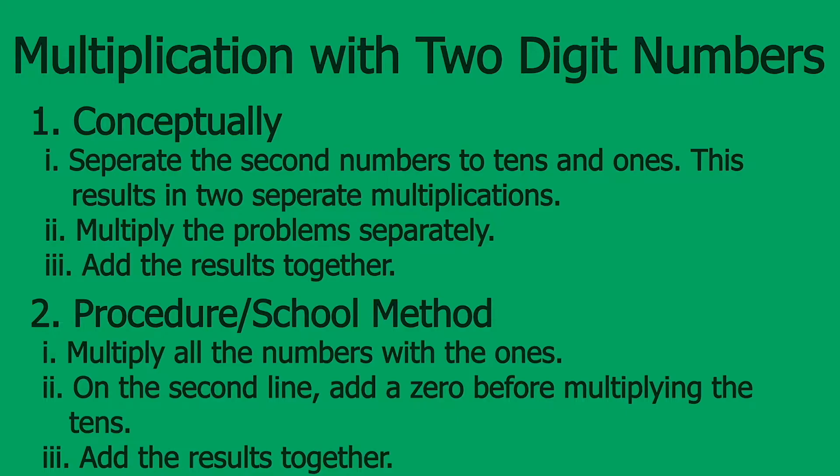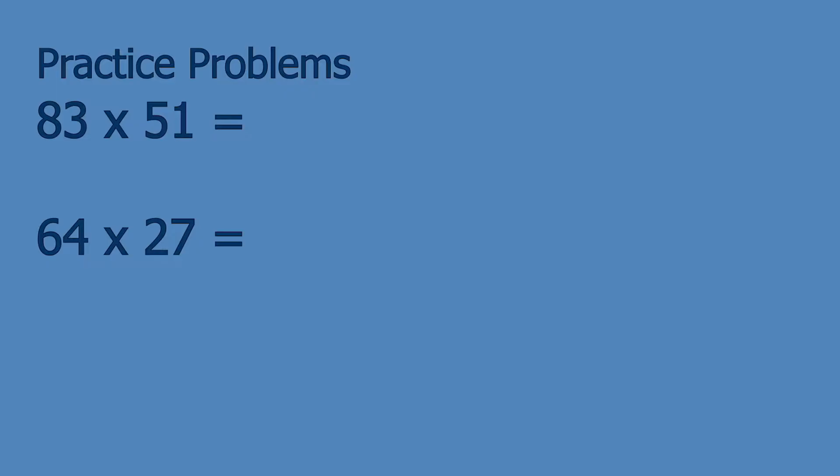Now, the procedural one is based on the conceptual one, but you skip steps. You're going to multiply all the numbers into the ones. And before you start multiplying all the numbers into the tens, you're going to add a 0 at the bottom first, then multiply. Afterwards, you add the two results together and you get your answer. So let's demonstrate that and work through problems.